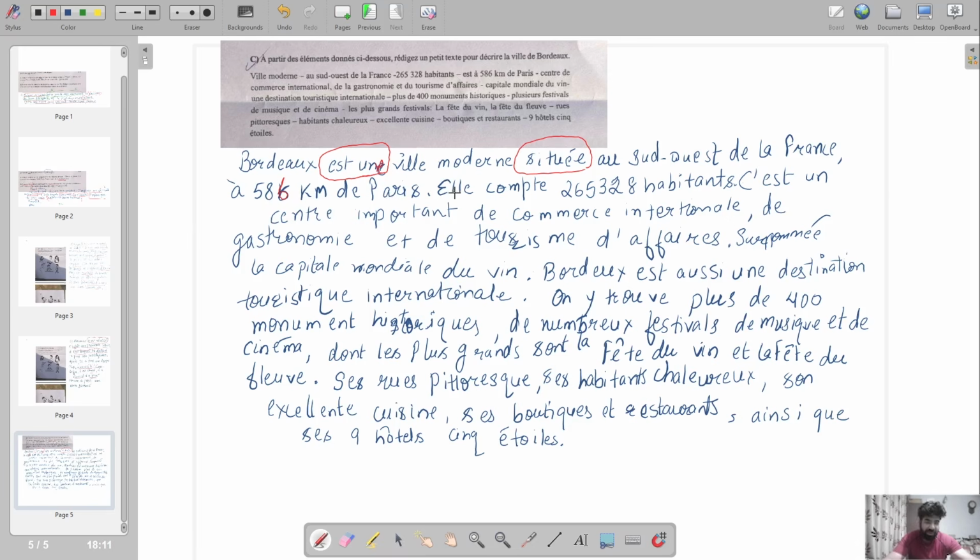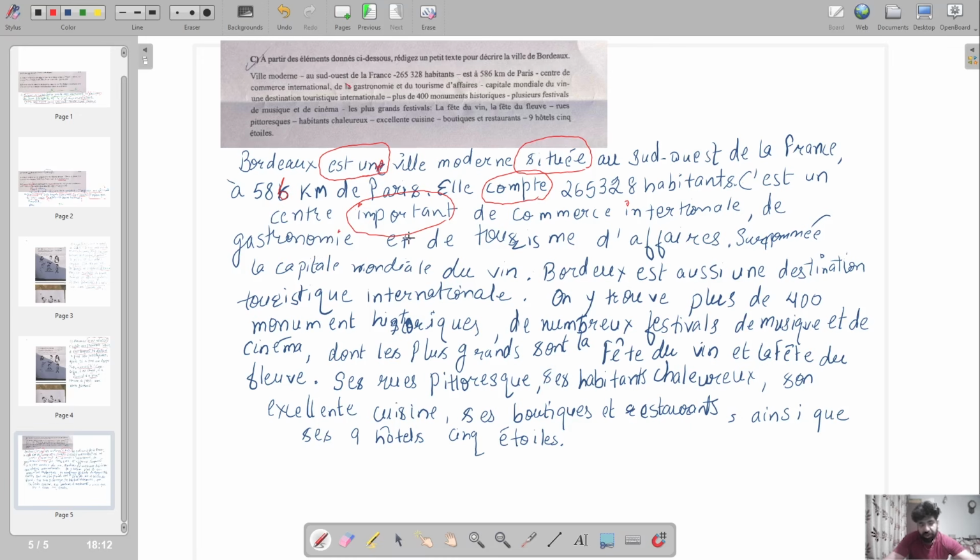Then we write about the inhabitants. So Est Comte. So basically it has, so Comte is written. It has these many inhabitants. Then we move further and we write L'est or Centro. So basically we had to write about the center, the Commerce International. So we write Centro important, the Commerce International. We just add this word, okay, to make sure that it doesn't look that bad. The Commerce International. Then the gastronomy was given to us.